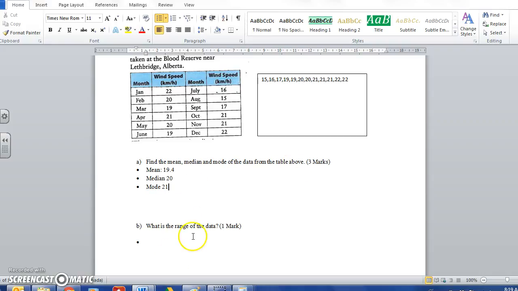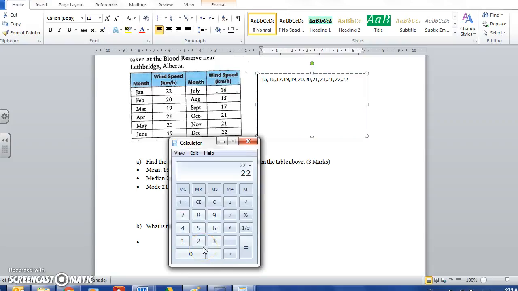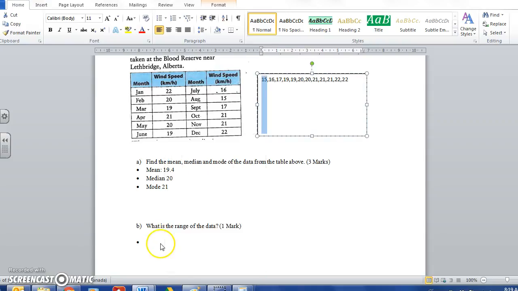What's the range of the data? I need to take my biggest number and subtract my smallest. So I take 22, and I subtract 15. And the answer is going to be 7. So my range will be 7. Make sure that you show your work for this.